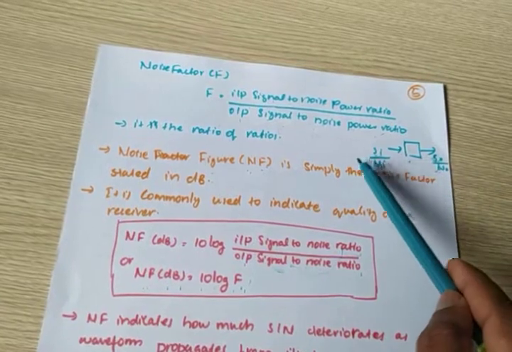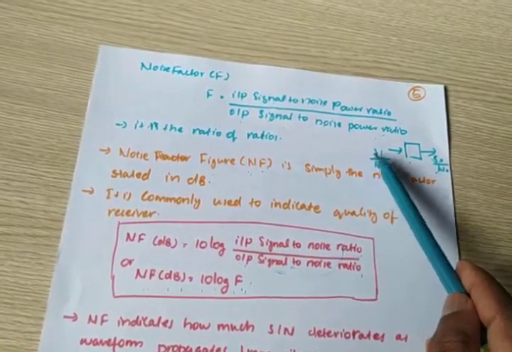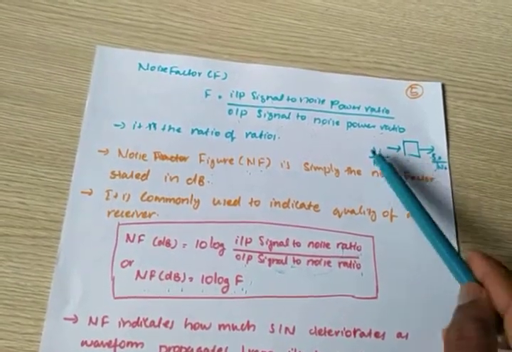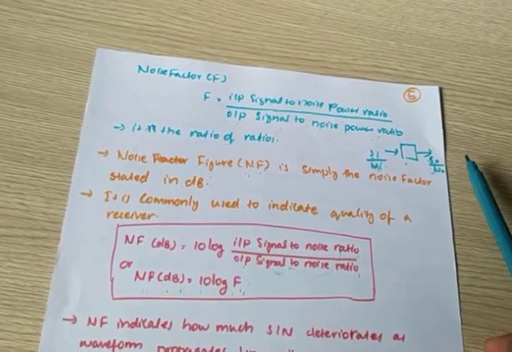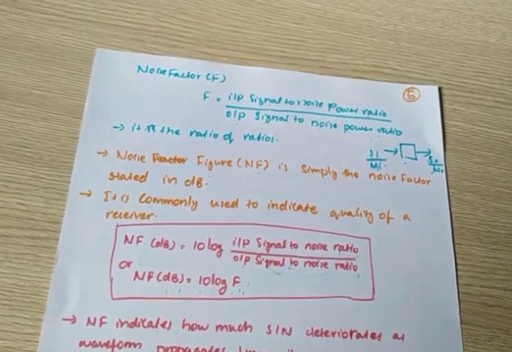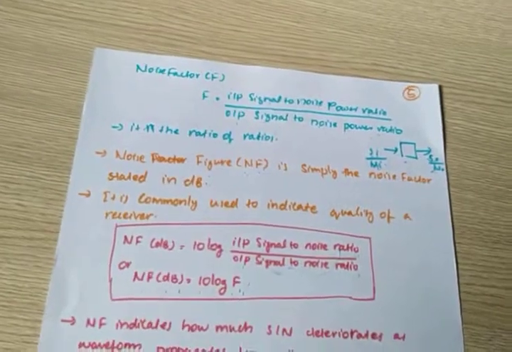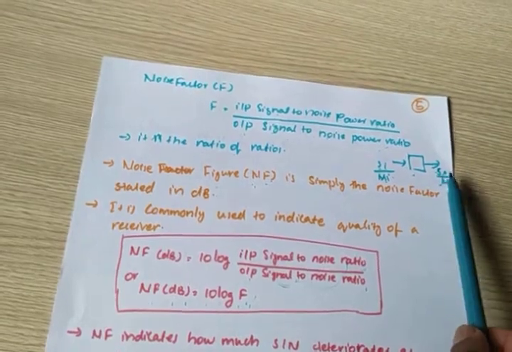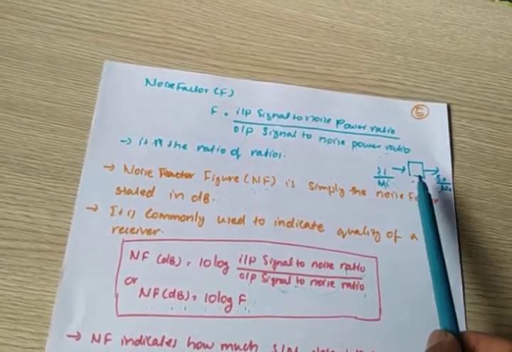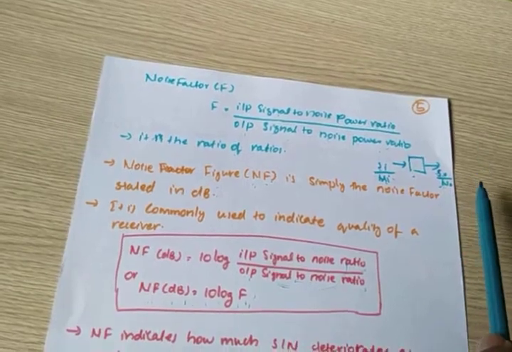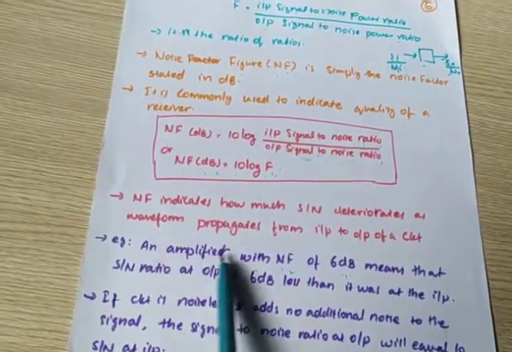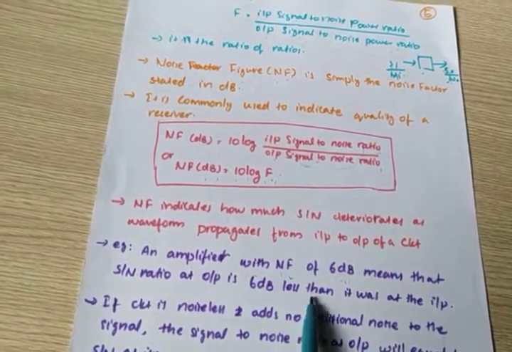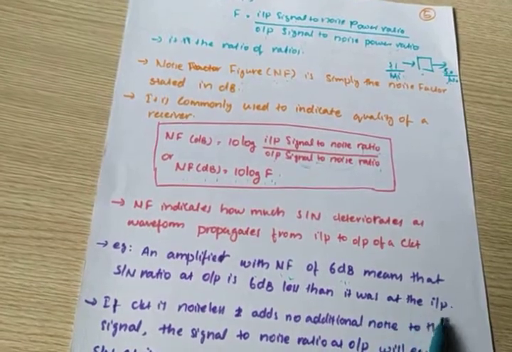For example, 10 dB comes here, and we call it signal to noise ratio at input. What is the signal to noise ratio at output? That we need to check. So here I am taking 10 dB. Noise figure I am taking 6 dB. That means output signal to noise ratio is 6 dB less than the input. So 10 minus 6, it is 4 dB only at output. So that's why they are saying an amplifier with a noise figure of 6 dB means that signal to noise ratio at output is 6 dB less than it was at the input.